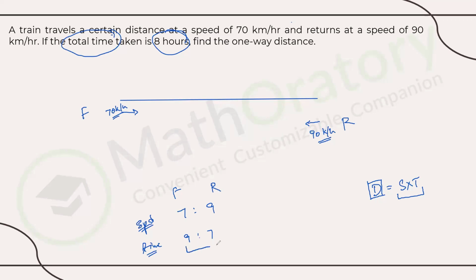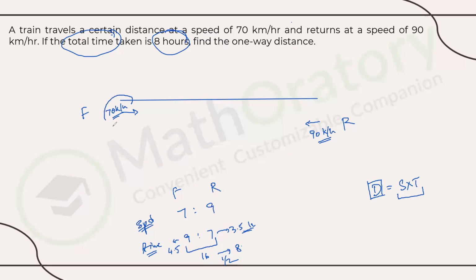Just look at these two numbers first. If I consider the times to be 9 and 7, the total is 16. But that has to be 8, implying that has to be half. So we have to halve this, giving 4.5 hours. Or half this, giving 3.5 hours. Now we can work with either one of them.